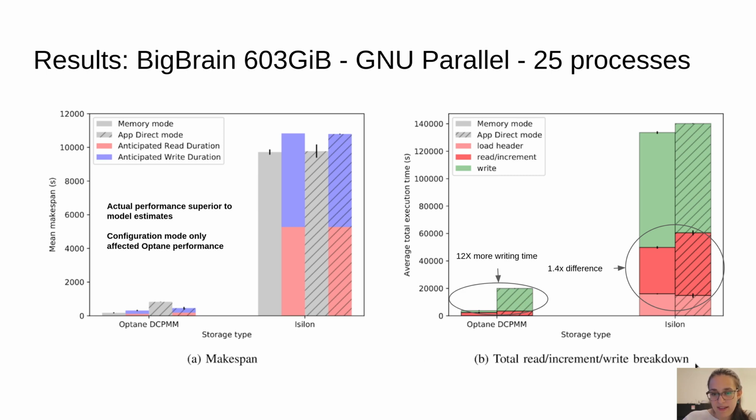When looking at the breakdowns, we noticed that, as before, Optane AppDirect mode has 12 times more writing time than memory mode, and we notice that when comparing Lustre in both modes, AppDirect mode is approximately 1.4 times slower for the reading and incrementing.